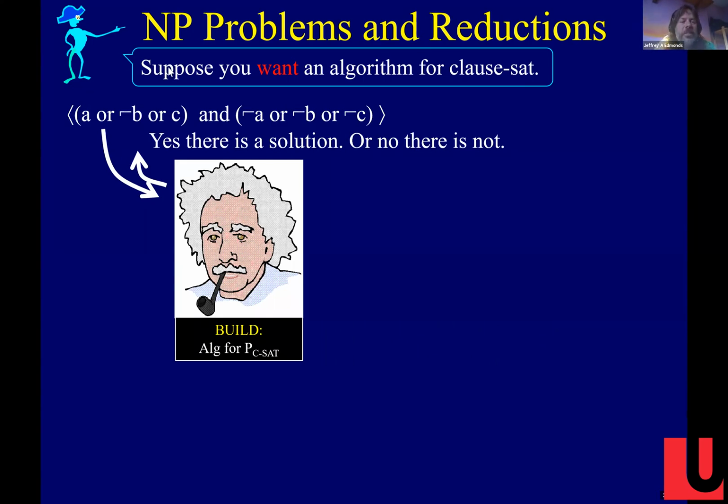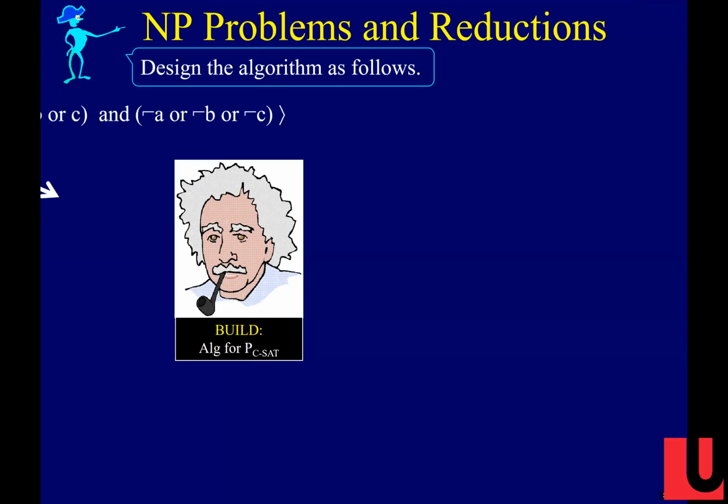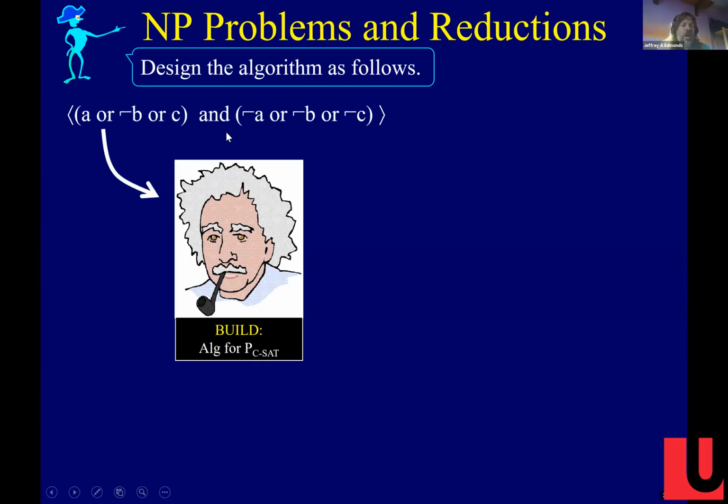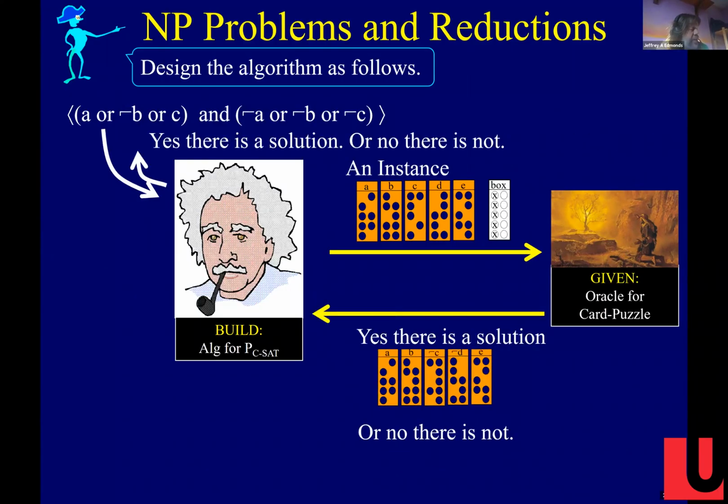Anyway, so everybody's fine. So now, how do we design our algorithm? We're given a bunch of clauses. As we described, we convert those clauses into a bunch of cards. We ask the oracle for the solution for those cards, and we give the same answer. Everybody follow that?